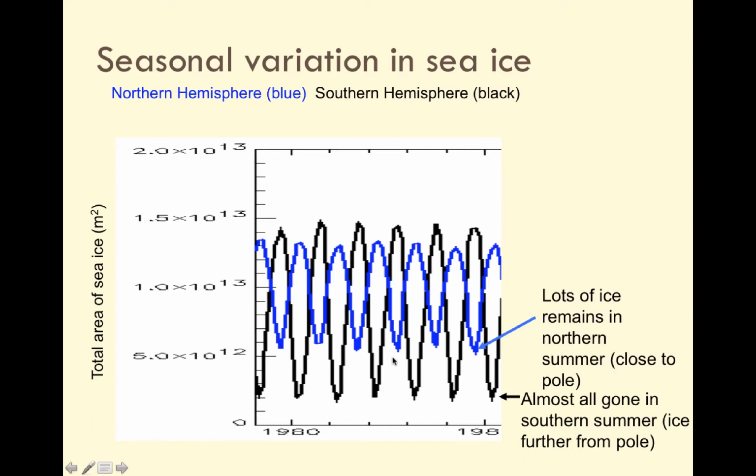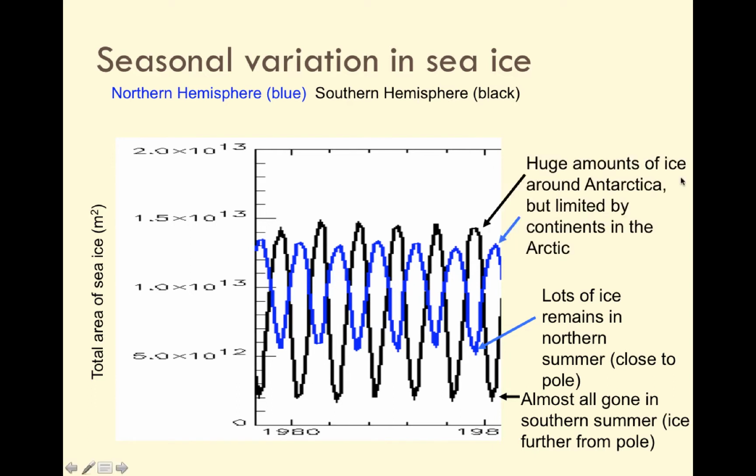Lots of ice remains in the Northern Hemisphere winter, closer to the pole, and it's also trapped geographically, so they'll still have a decent amount of ice in the Northern Hemisphere at the end of their summer. And then finally, huge amounts of ice build up around Antarctica because it's not geographically bound. It can grow as far as it wishes as long as it's cold enough, but there is a limitation on how far you can get sea ice to grow in the Arctic region, the blue line. More pronounced seasonality of sea ice in the Southern Hemisphere than the Northern Hemisphere for those reasons.